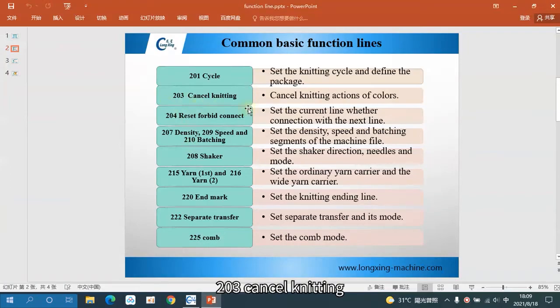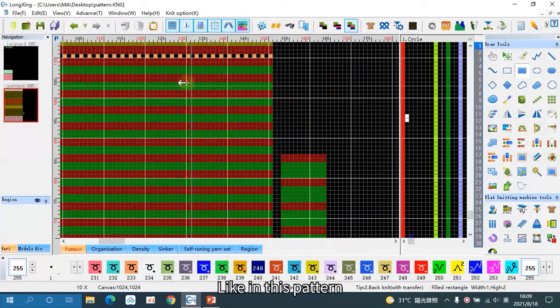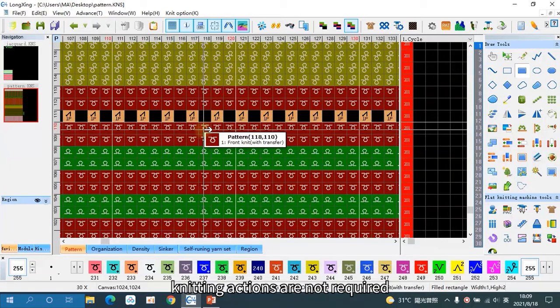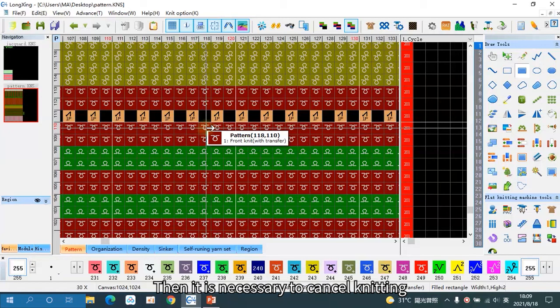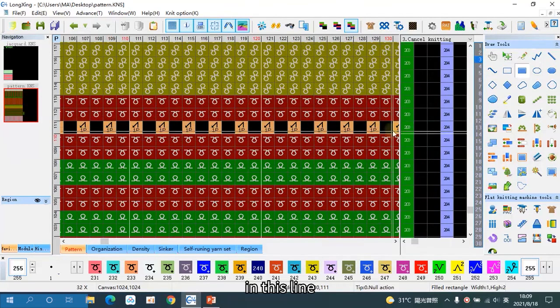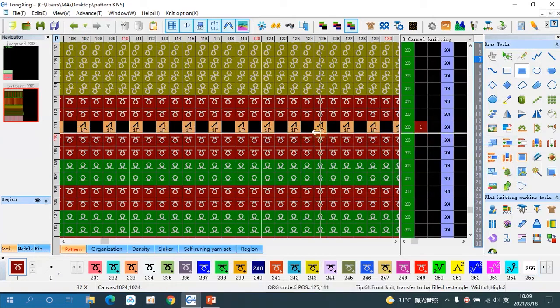203 cancel knitting. Cancel knitting actions of colors. Generally, knitting of shifting and whole knitting colors should be cancelled. Like in this pattern, sometimes only transfer and shifting actions are required. Knitting actions are not required, then it's necessary to cancel knitting. So in function 203, in this line, right click. Now we can set knitting cancellation. Then this line will cancel knitting, it only transfers and wraps.